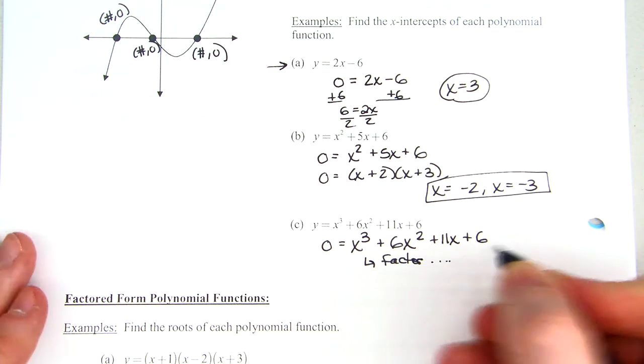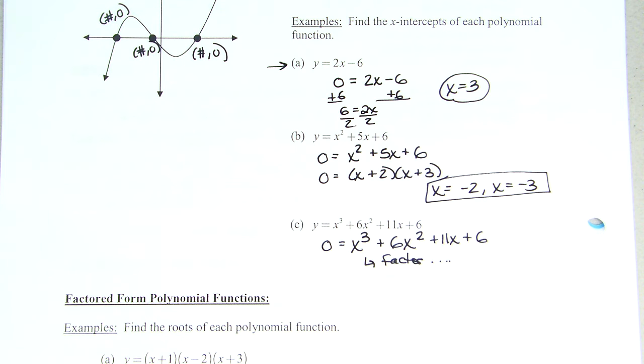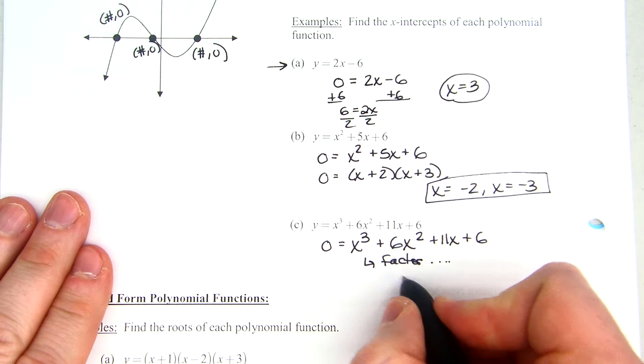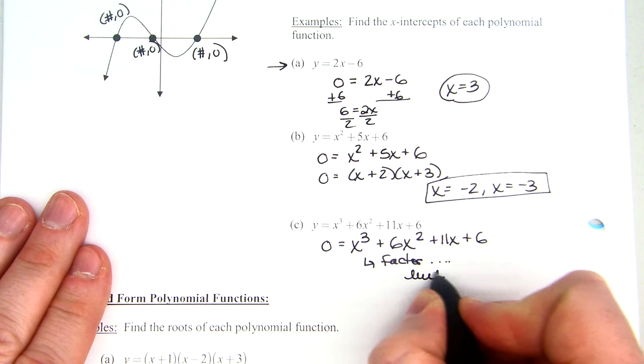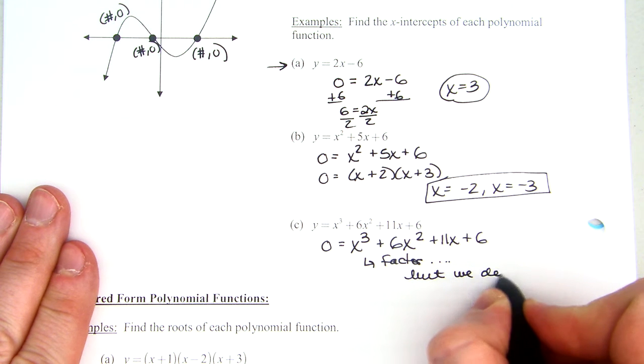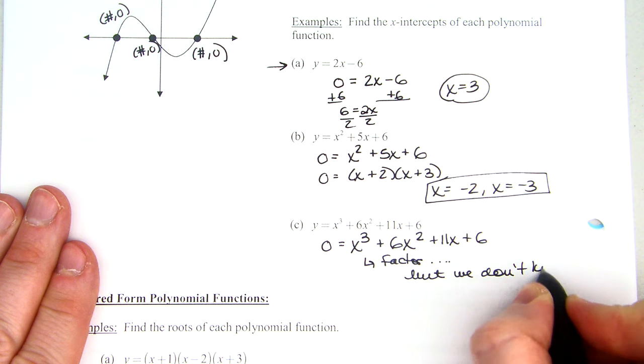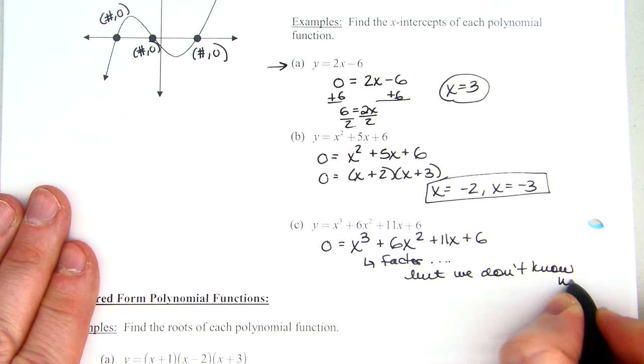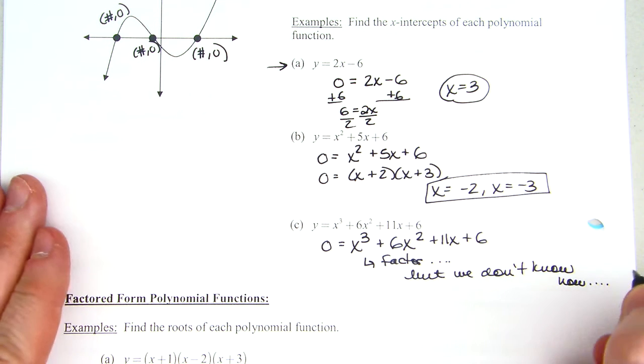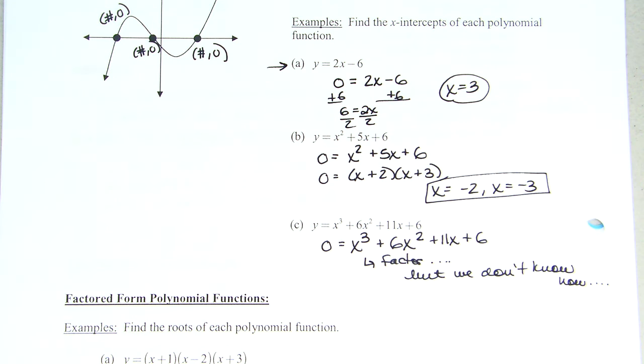But there's a problem. I don't know about you, but I don't know how to factor something like this. We're going to say in general our direction is factor. Problem here is, we don't know how. And we're not going to talk about factoring something like that today. We'll get into that as we move through the units.